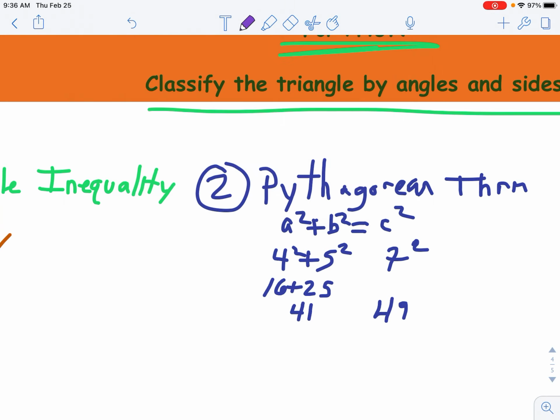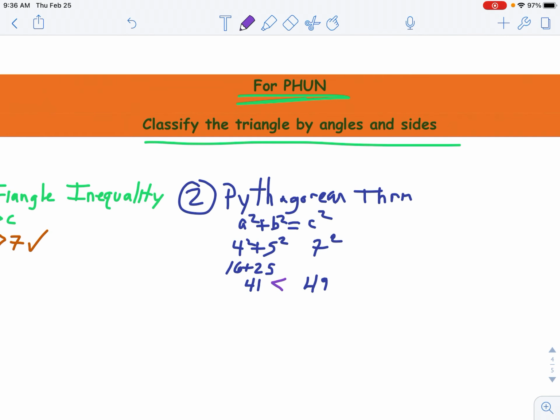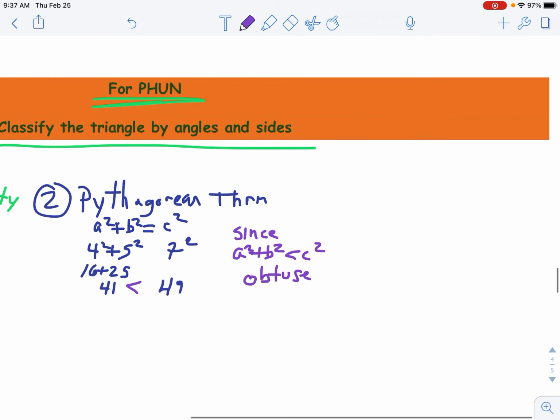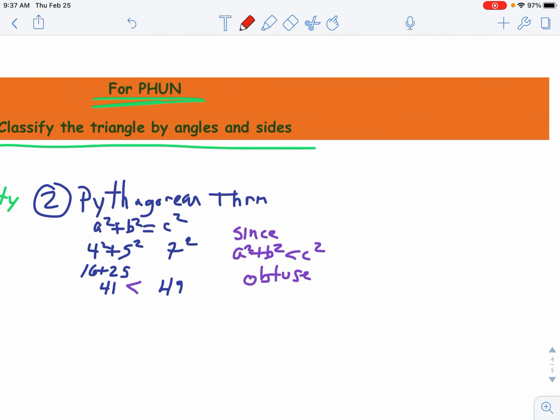And something we need to remember is that since a squared plus b squared was less than c squared, it's obtuse. That's a rule you have to remember. All right. And then we can classify this triangle. None of the side lengths were the same, so it's scalene, and then we figured out it was obtuse. Okay, cool. Scalene, obtuse.